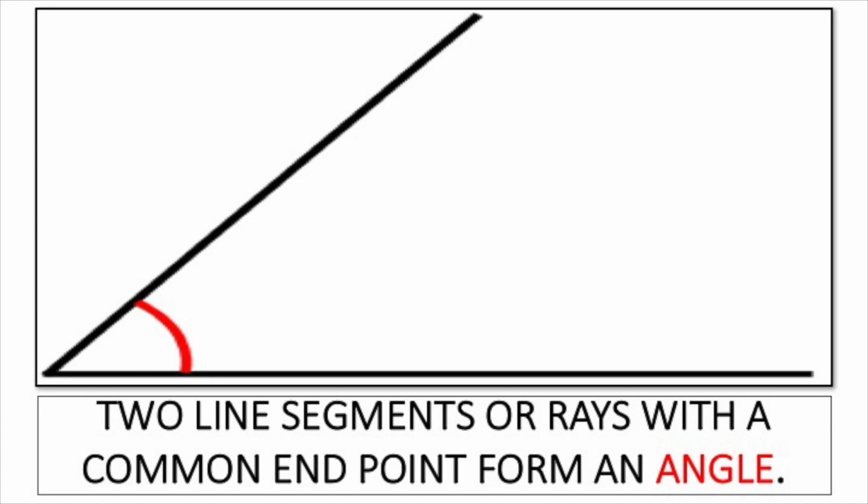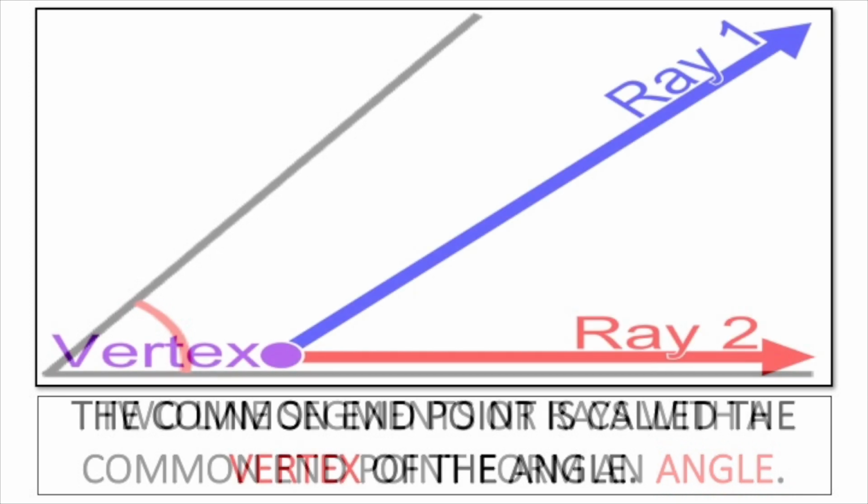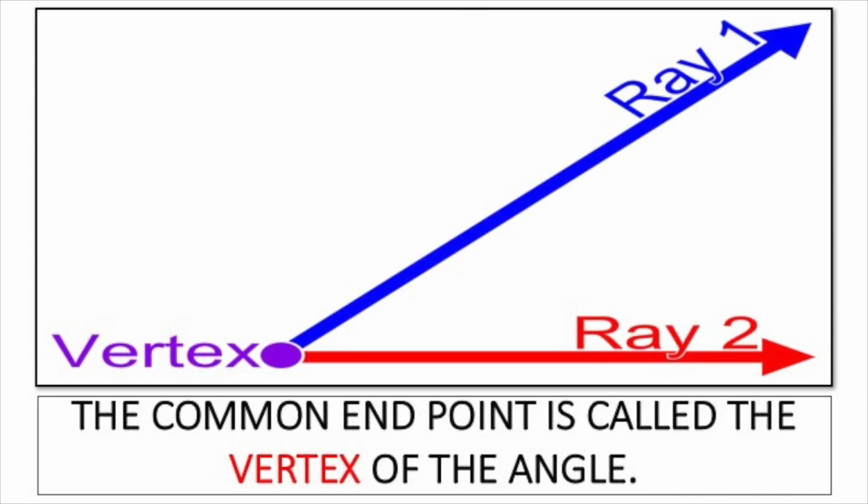Two line segments or rays with a common end point form an angle. You can see here the point where the two lines meet is where the angle is created. The common end point is called the vertex of the angle. Yes, vertex basically means the head of the angle. But when we talk about angles, there's a special name, the vertex.